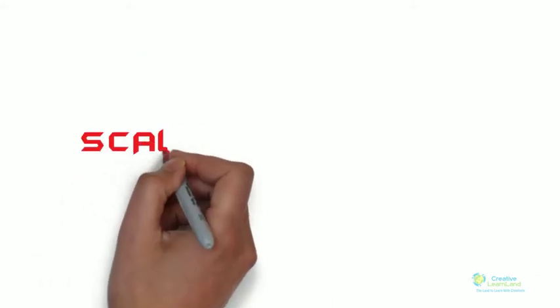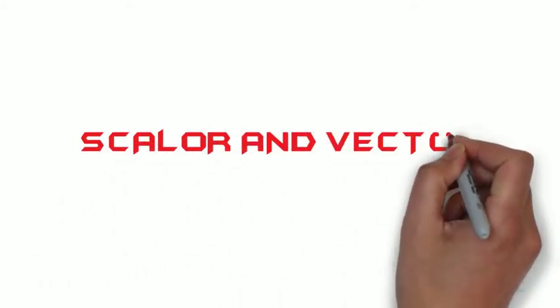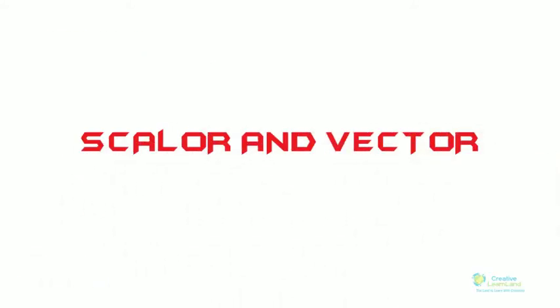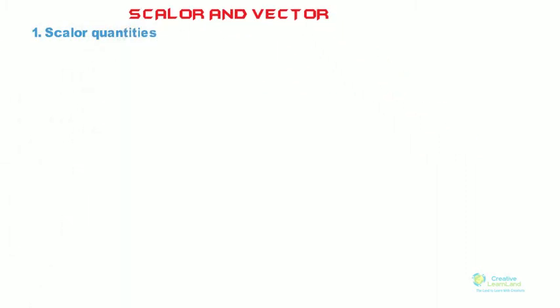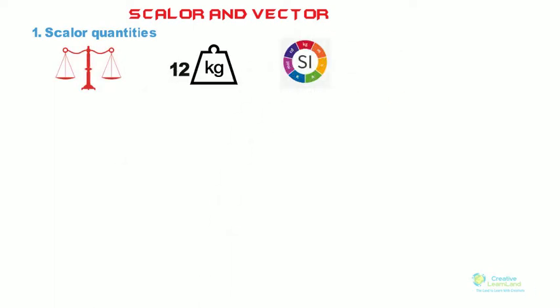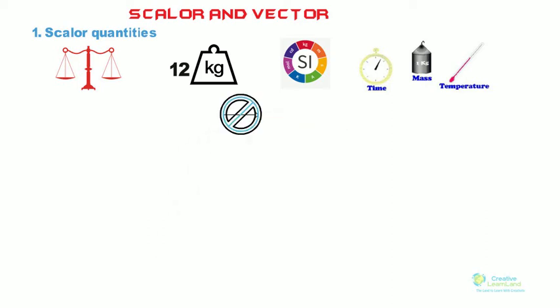First of all, let's talk about some of the major points about scalar and vector quantities and the difference between them. Scalar quantities are those quantities which can be represented fully by their magnitude and unit. That means those quantities like mass, time, distance, etc., which can only be represented by the magnitude and do not need support of direction to be defined, are known as scalar quantities.